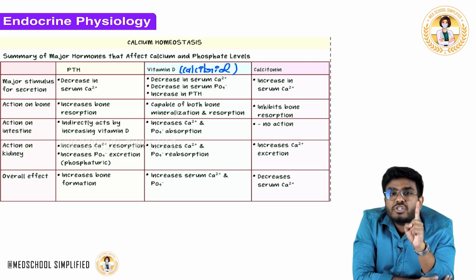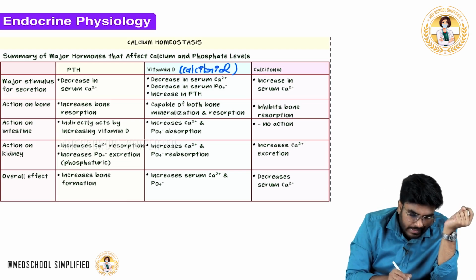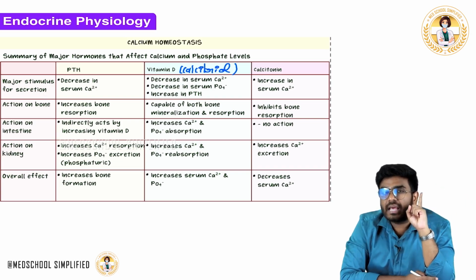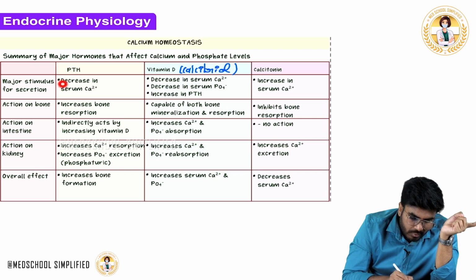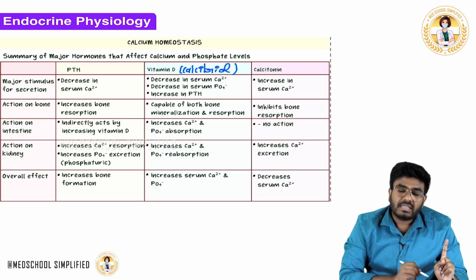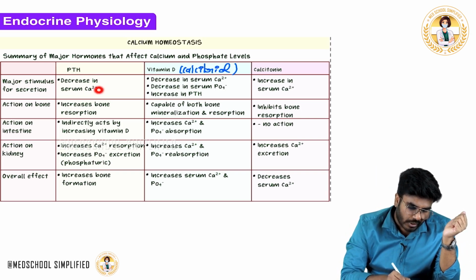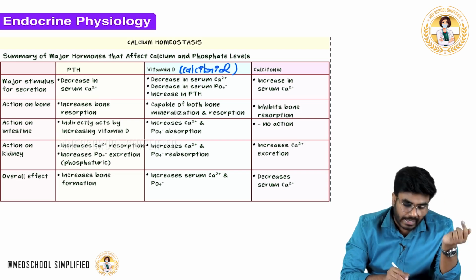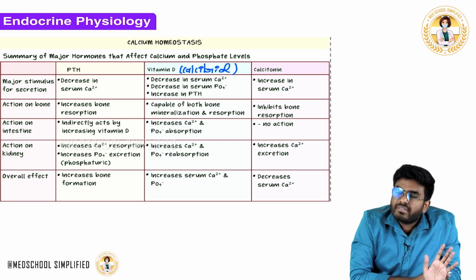Now, what is the stimulus for the parathyroid hormone? The major stimulus is a decrease in the serum calcium. Don't confuse this; don't say parathyroid hormone is going to decrease the serum calcium. No, I am talking about the stimulus. The major stimulus for PTH release is hypocalcemia. So hypocalcemia stimulates the parathyroid glands, and they produce parathyroid hormone. Well and good.